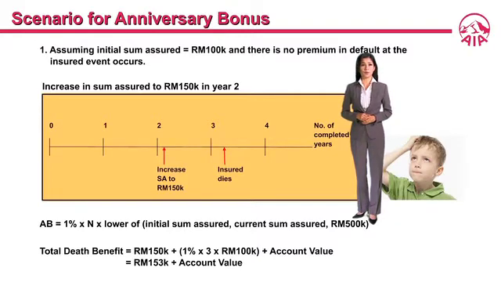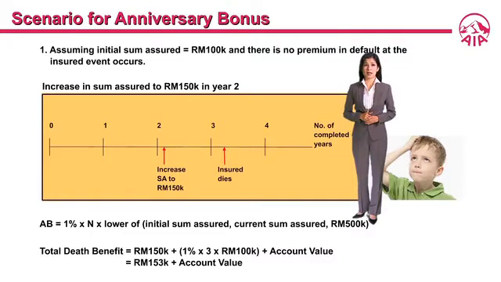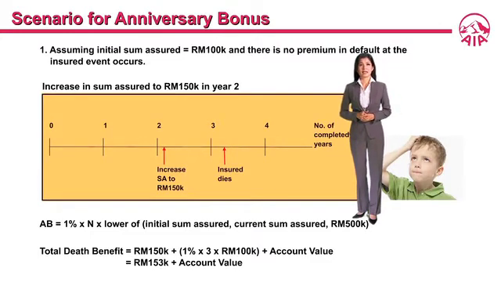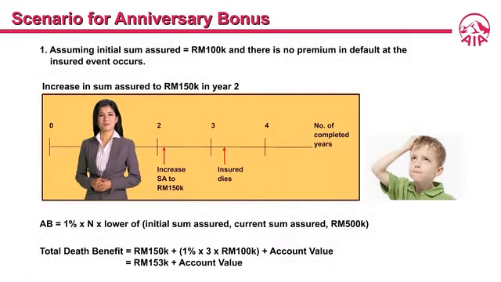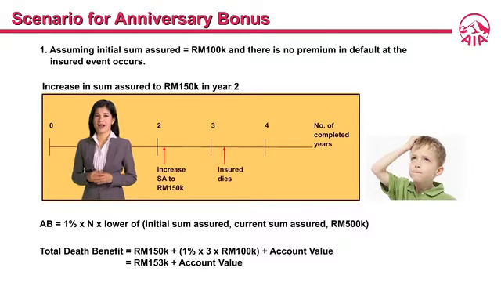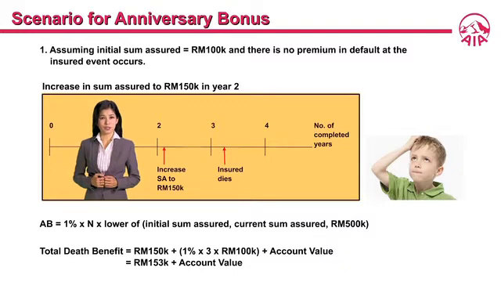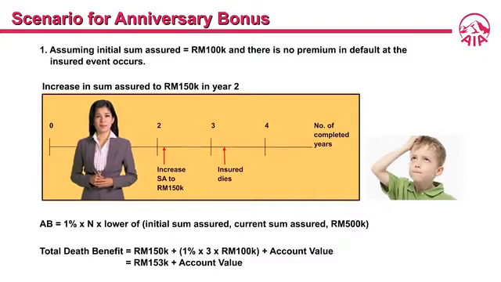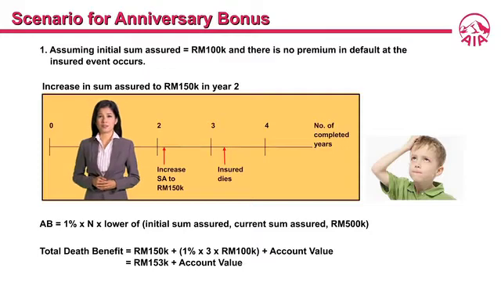Assuming that there is no premium default, when we calculate the anniversary bonus, we will take 1% times 3, because the insured passed away after 3 years, times the initial sum assured of 100,000. This is because when we compare the initial sum assured, current sum assured, and 500,000 ringgit, we find that the initial sum assured of 100,000 ringgit is the lowest. So, the policy owner will receive 3,000 ringgit extra if the insured passes away.